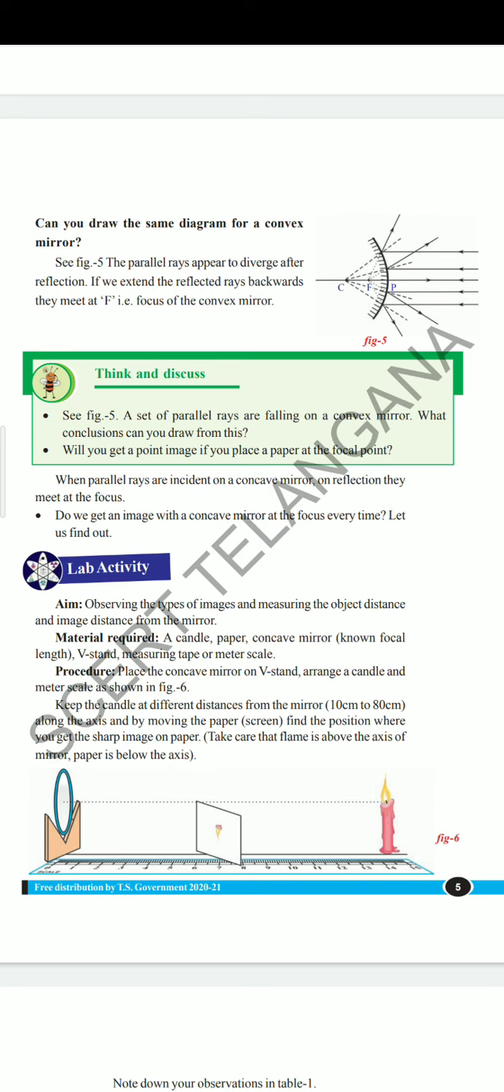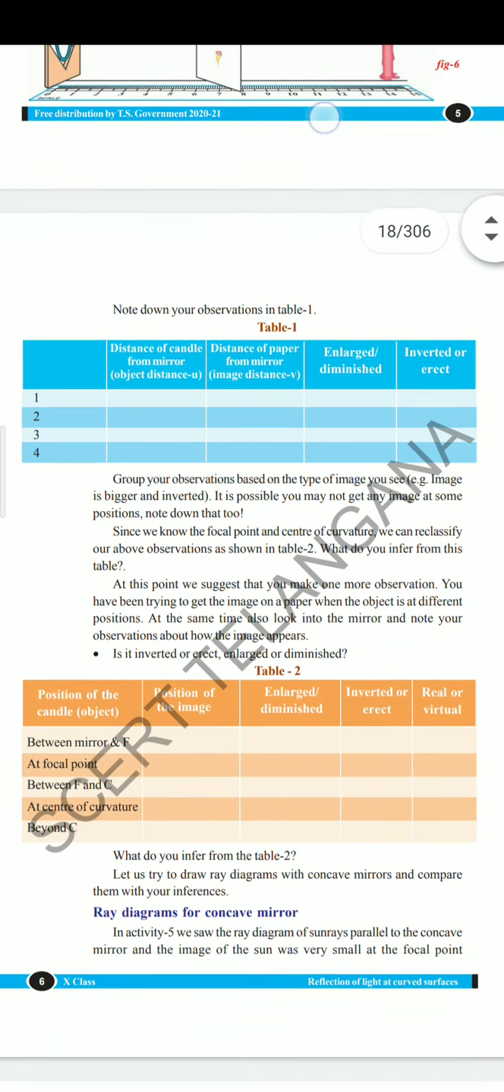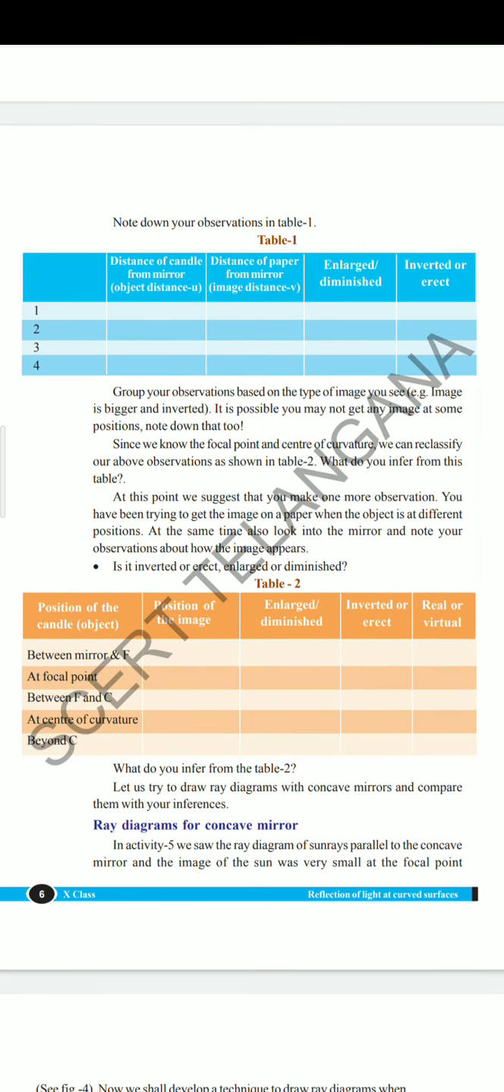Procedure. Place the concave mirror on the V-stand. Arrange the candle and meter scale as shown in figure 6. Keep the candle at different distances from the mirror, 10 centimeters to 80 centimeters, along the axis, and by moving the paper screen, find the position where you get a sharp image on paper. Take care that the flame is above the axis of the mirror and the paper is below the axis. Note down your observations in table 1.